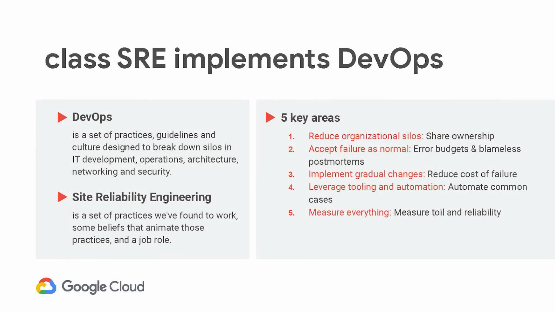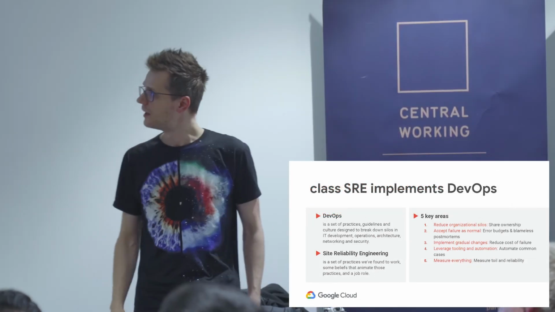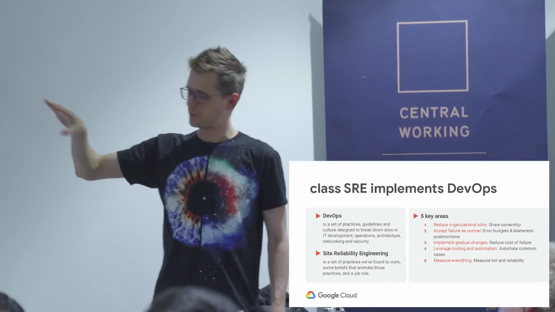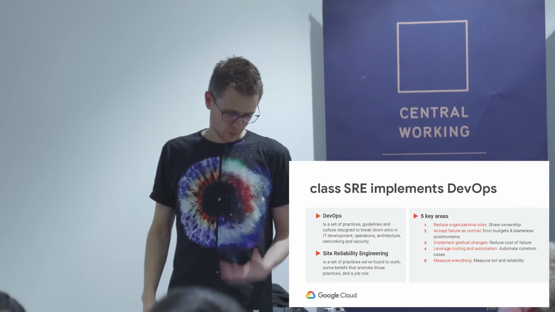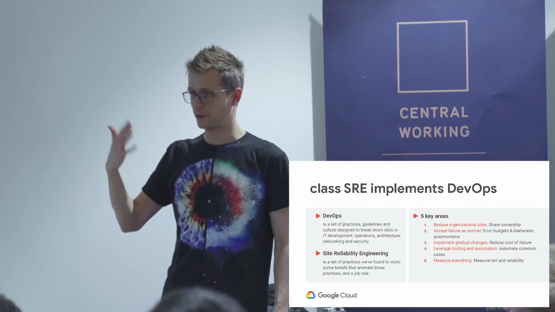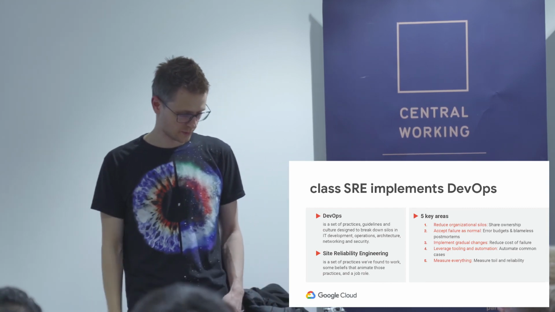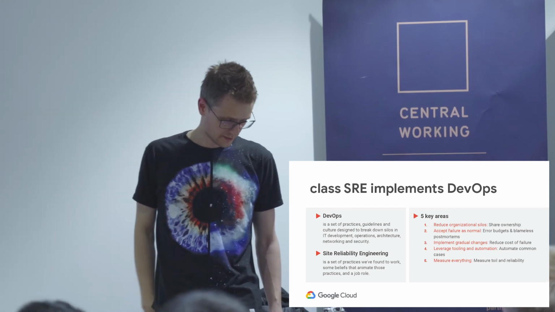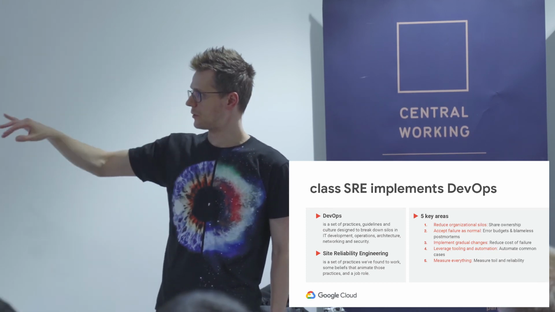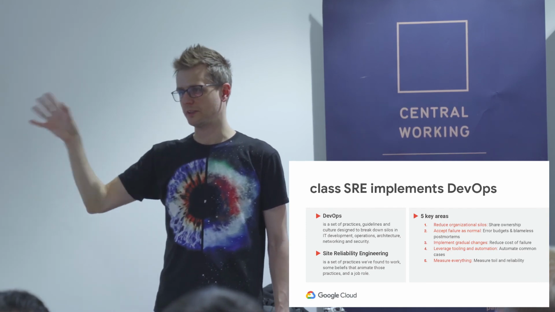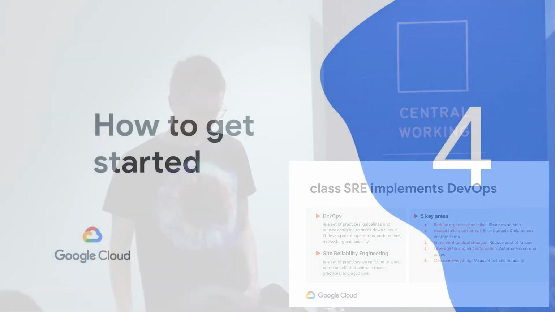Going back to this slide on how SRE aligns with DevOps principles, you can see that SLOs provide this shared ownership. Error budgets and blameless postmortems: we codify the amount of failure in the error budget, and incidents are learning opportunities using the postmortems. And then the gradual changes, again, gradual rollouts and canarying. And tooling and automation allows us to respond to incidents faster, and measuring both toil and reliability is very important.